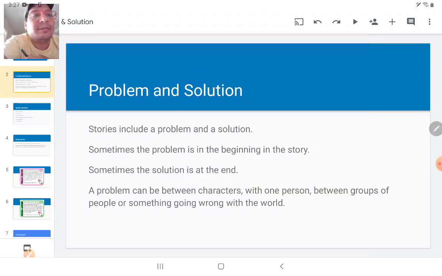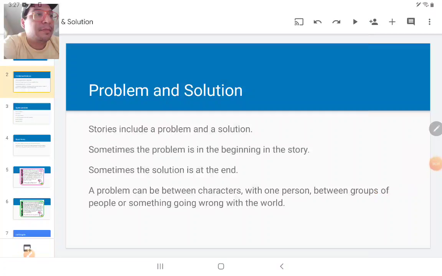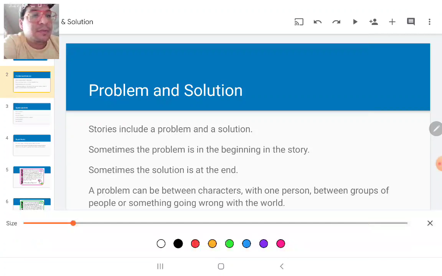Sometimes a problem is in the beginning of the story, not necessarily always in the beginning, but mostly in the beginning. And also sometimes the solution is at the end. Not all the time, like I said. So sometimes. That's why I put in the word. Where's my writing? Here it is. That's why I put in sometimes and sometimes.